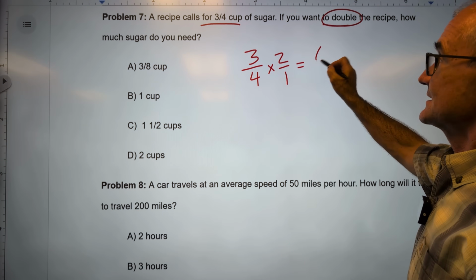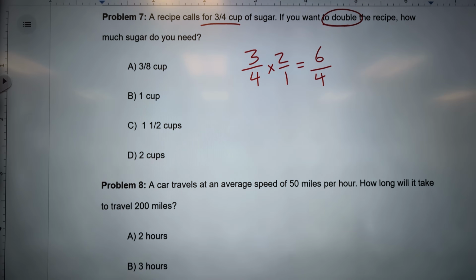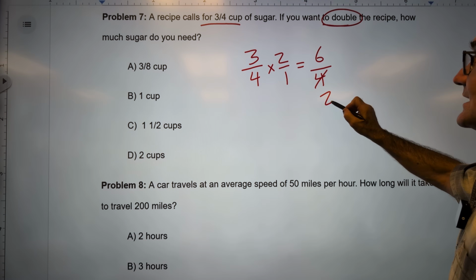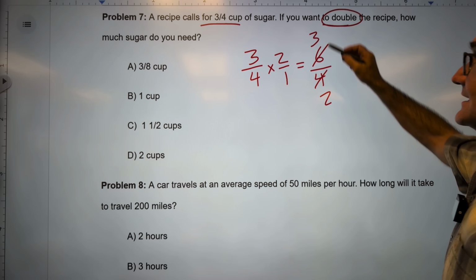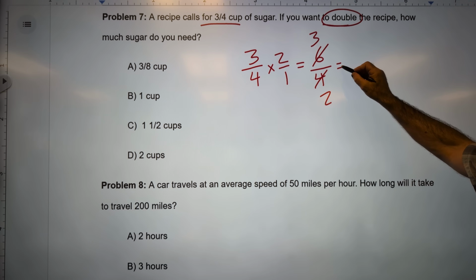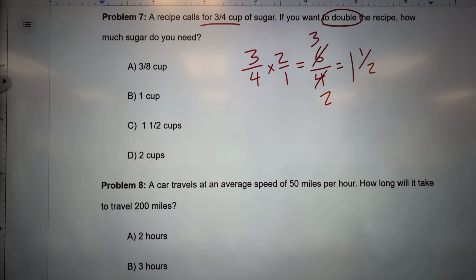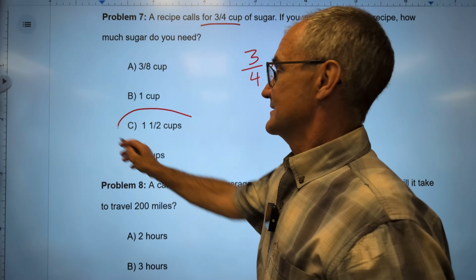Multiply across the top to get 6, across the bottom 4. That answer is not there. I have to reduce it. 2 goes into here twice, 2 goes into here 3 times. Gives me 3/2. Still not there. So I got to turn it into a mixed number. 2 goes into 3 one time with 1 left over. Correct answer, answer C.